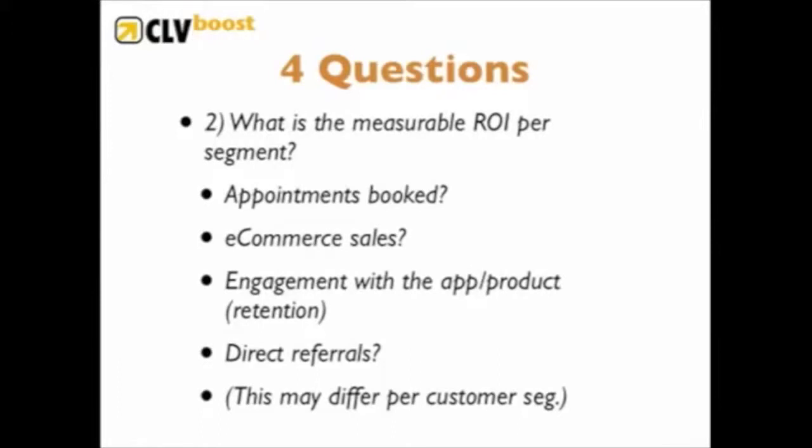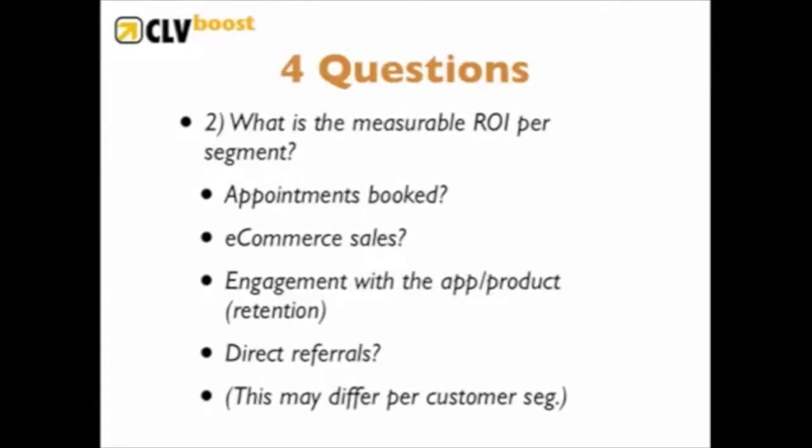If you're looking at prospects, then we're looking for initial front-end offers. Offers to get them in the door. Offers to get them on the phone, whatever the case may be. So what is the measurable ROI per segment? Is it appointments booked? Is it e-commerce sales? Is it engagements with your app or product? Retention, as we mentioned for software. Is it direct referrals? Are you sending out educational content that these folks can forward around that maybe will result in a different appointment from somebody else sharing this kind of knowledge? Is that something that you can measure and track in some way, shape, or form?